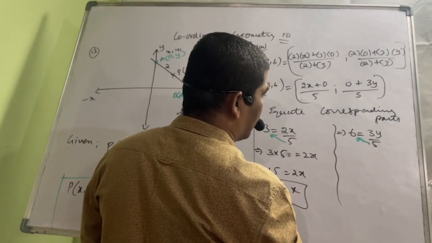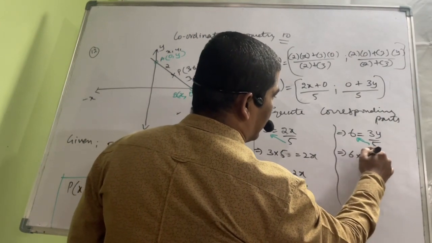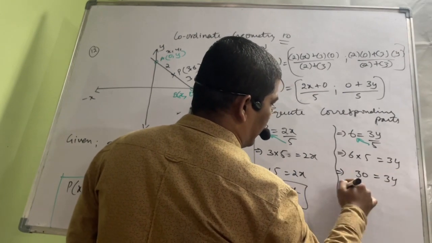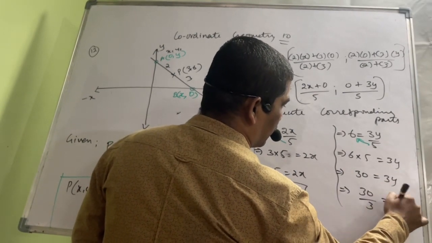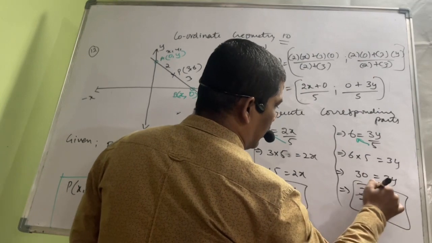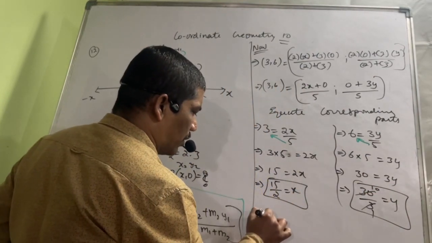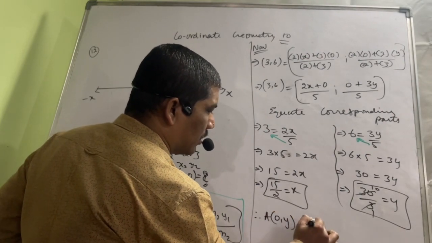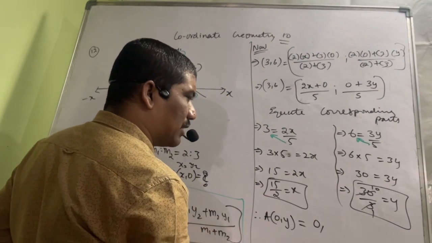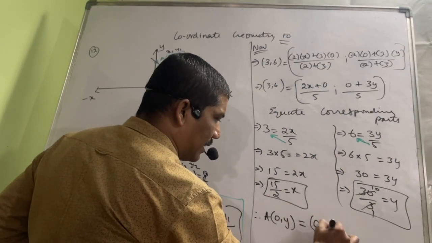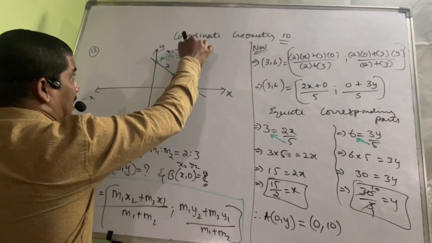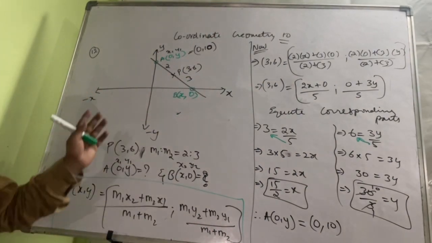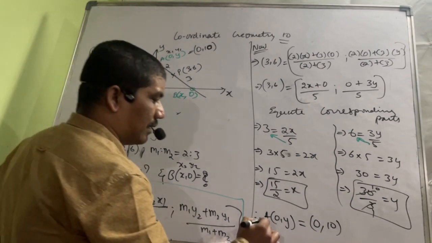5 will go this side. 6 into 5 is equal to 3y. 6 fives are 30, equal to 3y. 3 will come down. 3 ones are 3, 3 tens are 30, so y is 10. So therefore A, 0 comma y, is 0 comma 10. That point is 0 comma 10.